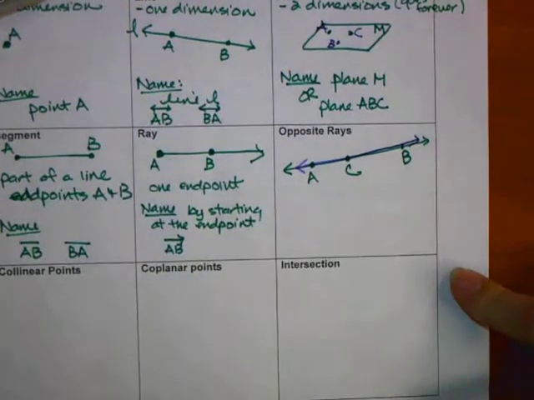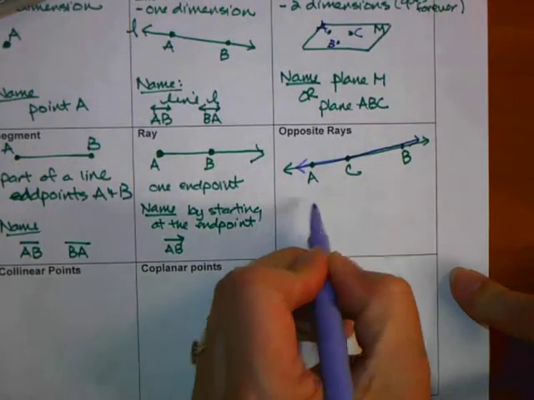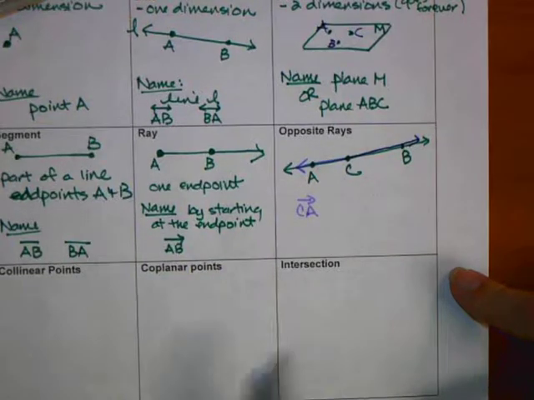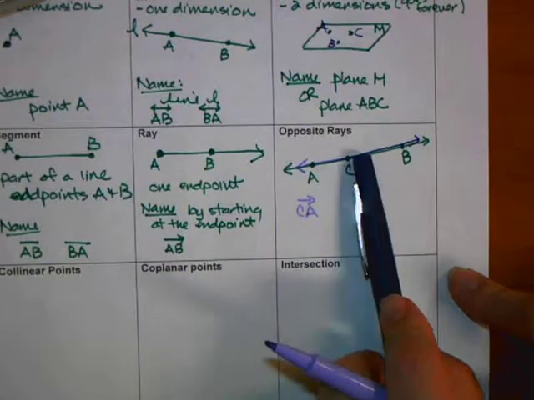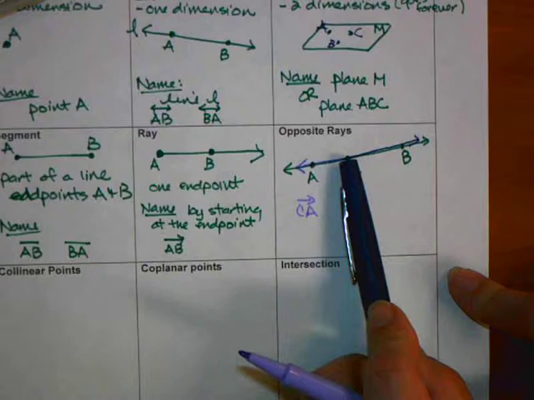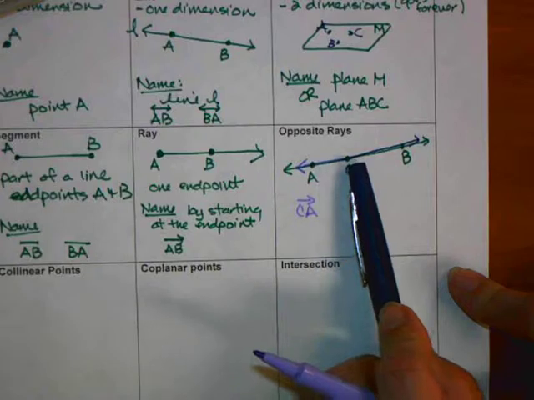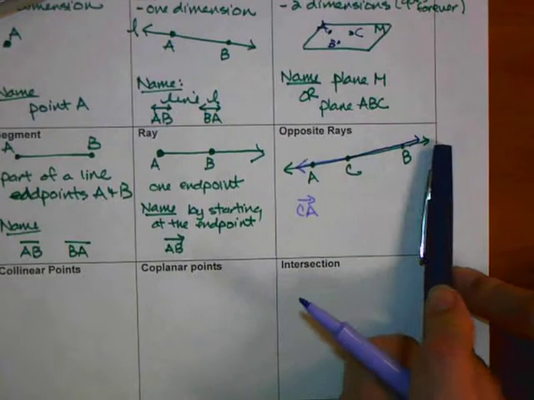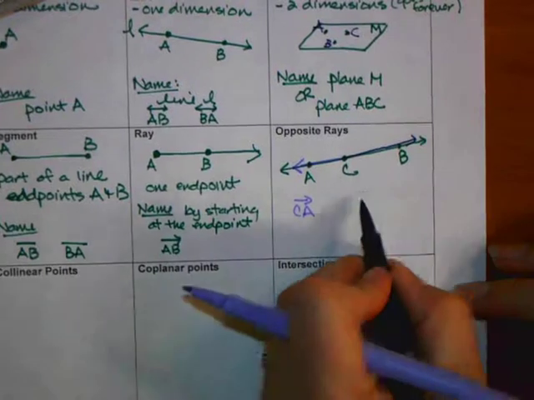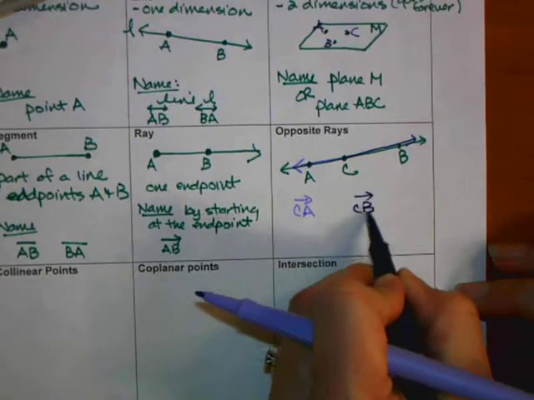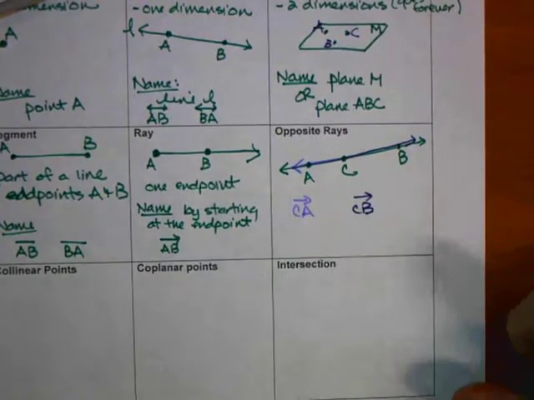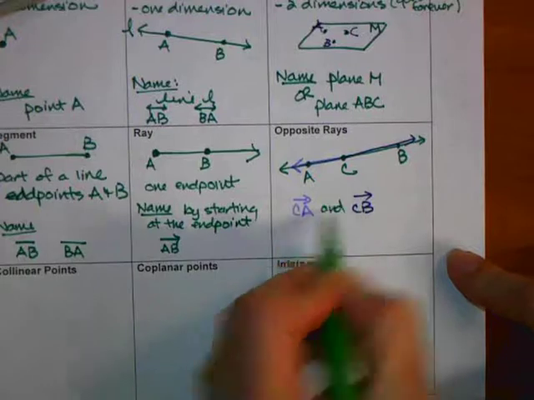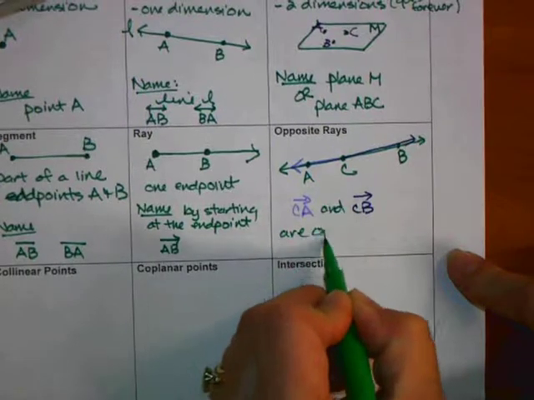So let's name them. So this ray right here, ray CA, because I'm starting from this end and going that direction. The C is the endpoint. And then here, ray CB tells me it starts at C and goes this way. Does that make sense? And these are opposite rays.